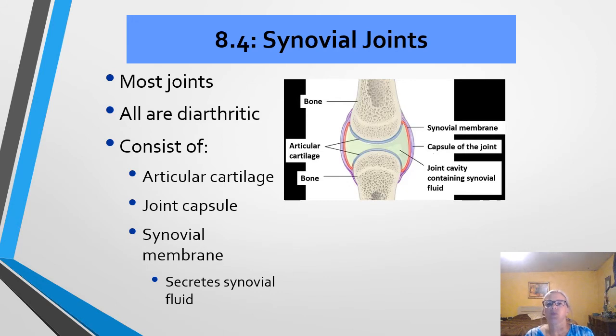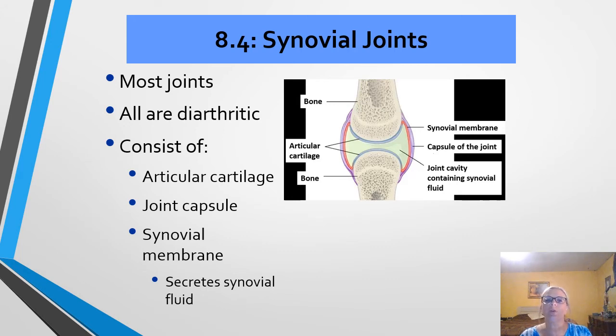Synovial joints, this is what we think of when we think of the word joints. These are freely movable joints, okay? Most joints are these. These are all diarthritic, which means freely movable. They have a joint capsule that is reinforced by ligaments that bind the articular ends of the bones that are articulating together. Bones of the synovial joint have that joint capsule that has a synovial fluid in it.